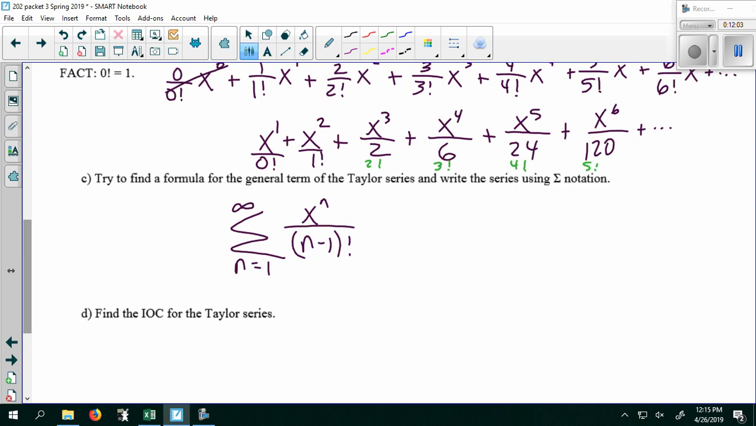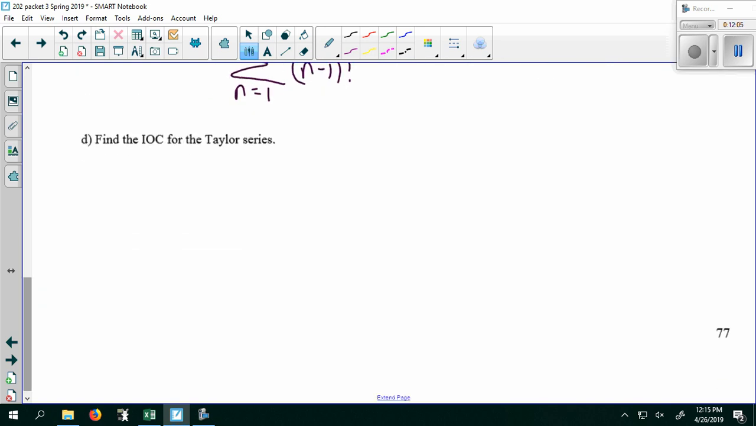Okay, to find the interval of convergence for this series, ratio test.